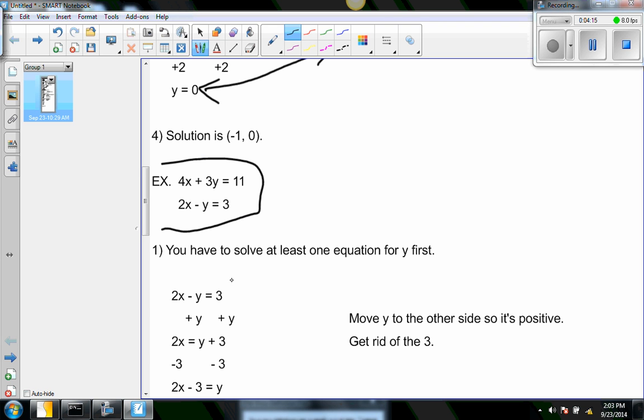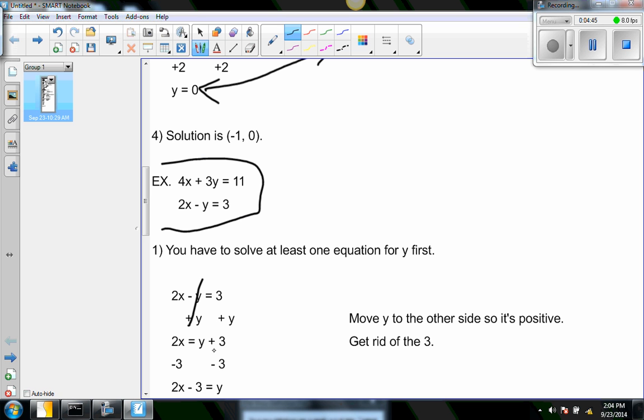answers in. So 2x minus y equals 3 is going to be easier to solve than the 4x plus 3y equals 11. So that's the one that I chose. And so I need to get y by itself. And so since it's minus y, I'm going to go ahead and move the y to the other side because I don't want it to be negative. I want it to be positive. So it said minus y, so I'm going to plus y. That'll get rid of it, right? It's gone. Then I need to add it over here. So that'll leave me with 2x equals y plus 3.